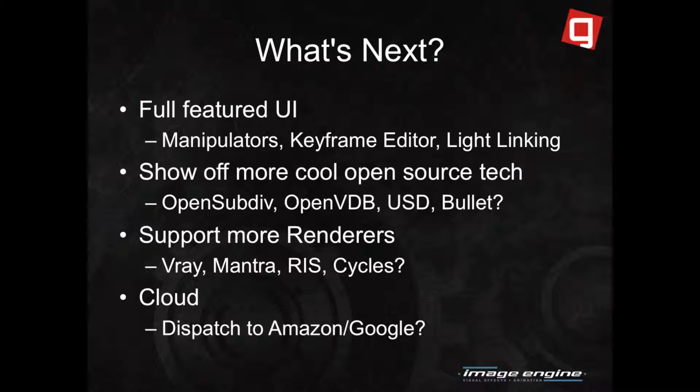So what's next for the open source project? There's still some key UI features that are missing: manipulators, keyframe editor, light linking. It'd be good to show off some other open source tech that we haven't integrated yet, like OpenSubdiv, OpenVDB, USD. Support for more renderers would always be great. I kind of listed some of the obvious choices up there. And maybe cloud dispatching to Amazon or Google. That'd be pretty cool to have.